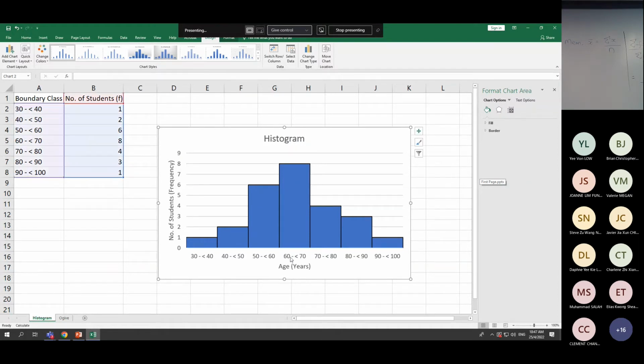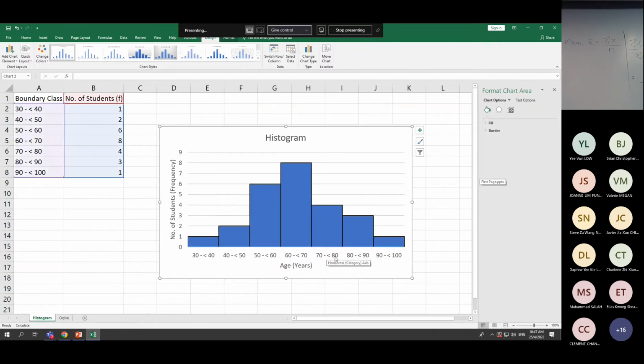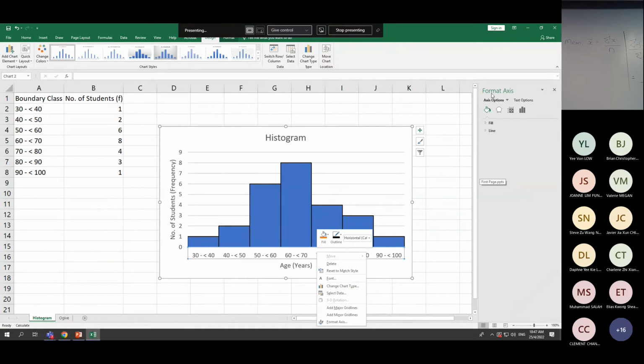Lastly, you can try to improve the graph again by adding the X and Y axis. If you want to add the X axis line, left-click the mouse by pointing to any area of this box. You should be able to see a small box, and then you right-click the mouse by pointing to any area of this box. Then you should be able to see the format axis. You choose this one.